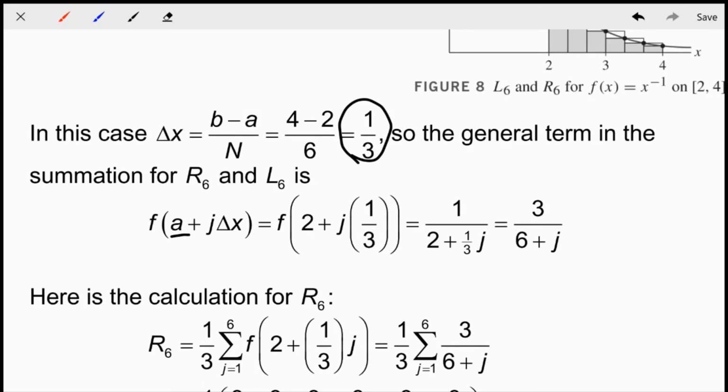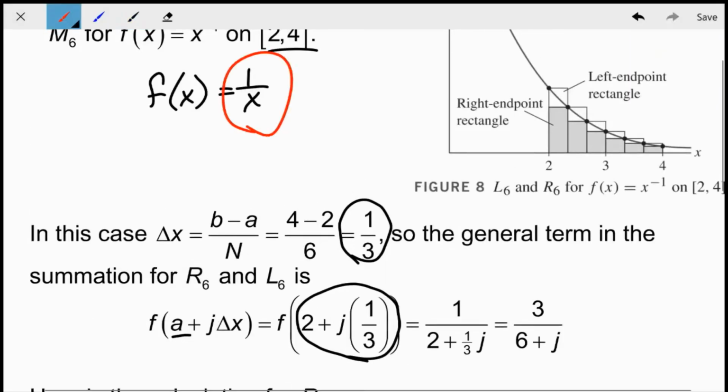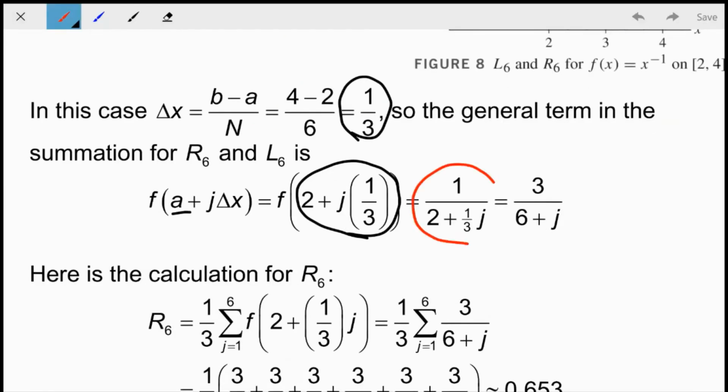So what we're going to do is come up with a general formula for this. We know we're going to add a plus j delta x. Well, we know a is 2. We know delta x is 1/3. So that gives me an expression that I'm going to substitute into my 1 over x formula. So in the end, f of a plus j delta x, I'm plugging all of this in for the x in that 1 over x rule that we had up here. That's what's being done to come up with this expression, which then simplifies down into 3 over 6 plus j.